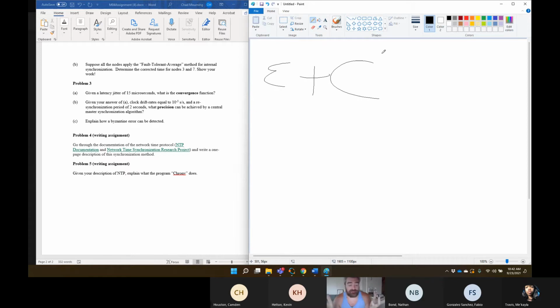But technically, if you've got to send all the clock times from each clock to every other clock, there could possibly be some delay in there as well. So that could be the case. Given your answer for part A, we know that the convergence function is going to be something like that.